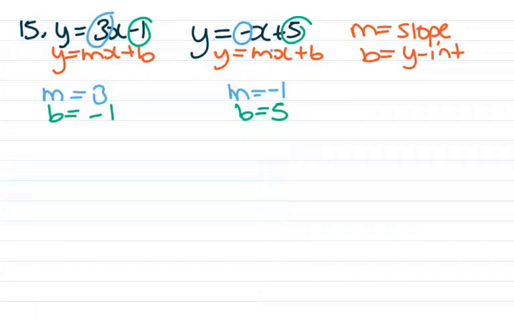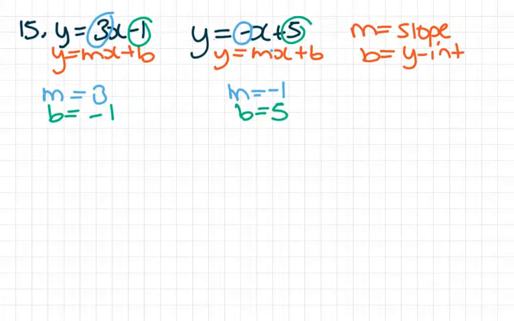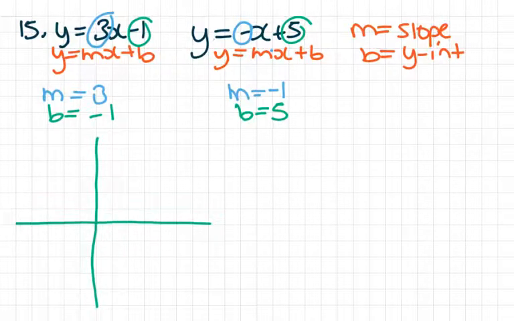So in order to graph these now, I'm just going to get some graph paper. I'm going to draw these on the same axis. So I'm going to plot my y-intercept. So negative 1 and 5. 1, 2, 3, 4, 5. And then for my first one, where my y-intercept was negative 1 down here, my slope is 3. So it means I'm going to go up 3, 1, 2, 3, and over 1 and draw a point there. Then I'm going to connect that line best I can.